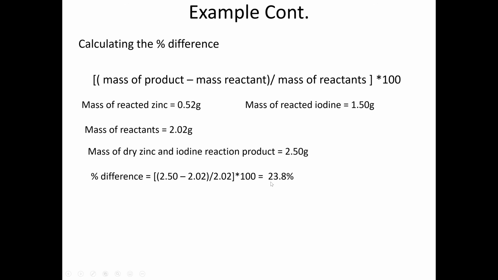And here we have a percent difference of about 23.8%. And this is not surprising since the formula we calculated on the previous slide was incorrect as well. But this is how you calculate the percent difference. If you did everything correctly, the mass of product should equal the mass of reactants. Your percent difference should be close to 0.